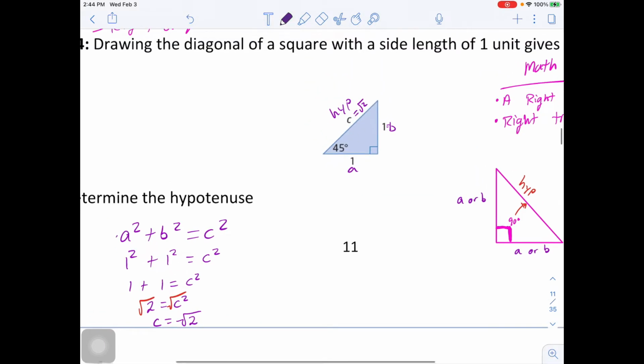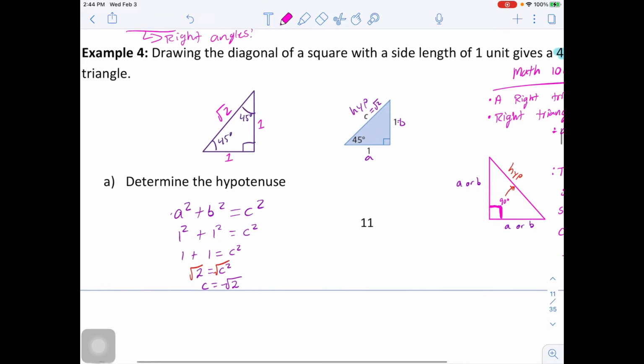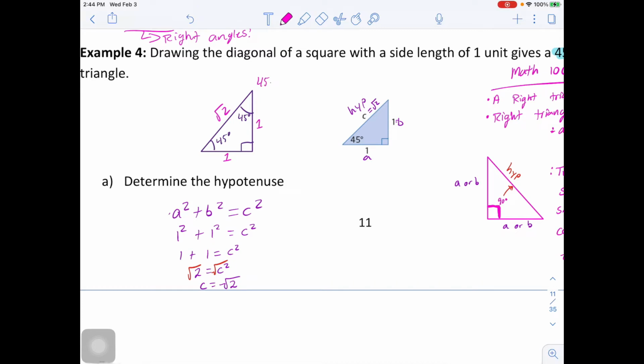Anytime you have, oh, that's not a right triangle. Anytime you have a right triangle, so 90 degrees, and it has a 45-degree angle, that means the other angle will be 45. And then you immediately know you have 1, 1, and root 2. So this is your 45, 45, 90 triangle.